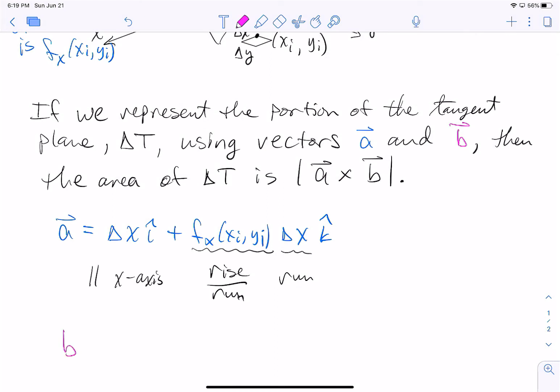In the same way, B is equal to delta y j plus the partial of f with respect to y at (x_i, y_i) times delta y k, where delta y is the horizontal component in the y direction, and the partial of f with respect to y at (x_i, y_i) times delta y is going to give us the vertical change, and that's in the k direction.